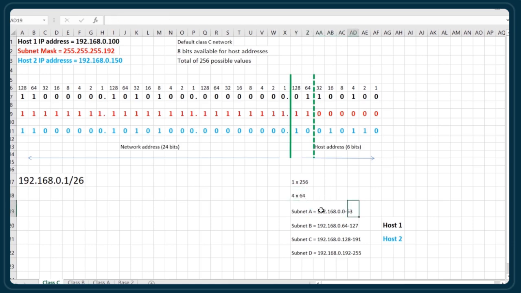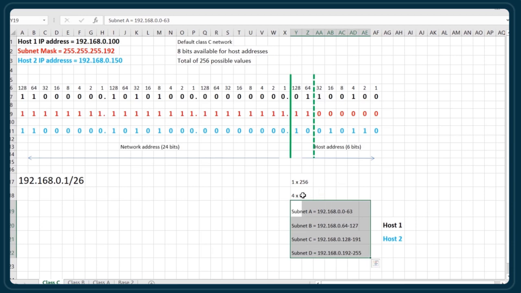So if 63 marks the end of the first subnet, then 64 starts the next one. So subnet B starts at 64, and then you include 64 for a total of 64 in that subnet, brings you to 127. Subnet C starts at the next available value, 128, and goes to 191, and subnet D from 192 to 255. And again, you do not use the 255, but it's still in that range. So those are the 4 defined boundaries of the subnets in this particular configuration.